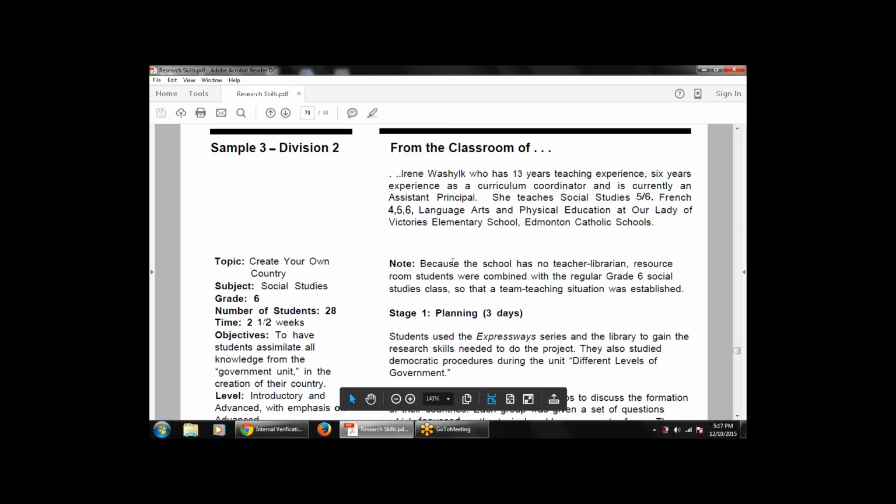Because the school has no teacher librarian, research room students were combined with a regular grade 6 social studies class, so that the team teaching situation was established. That is the main note. Now stage number 1 is the planning, which takes 3 days.